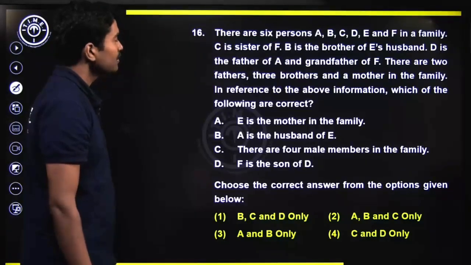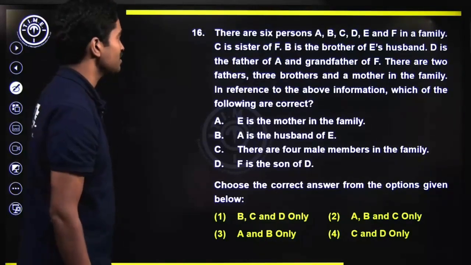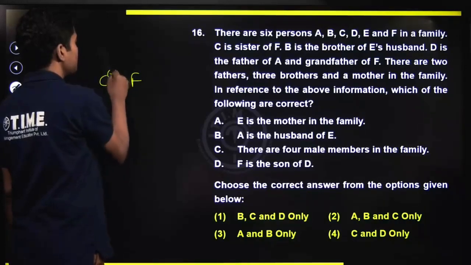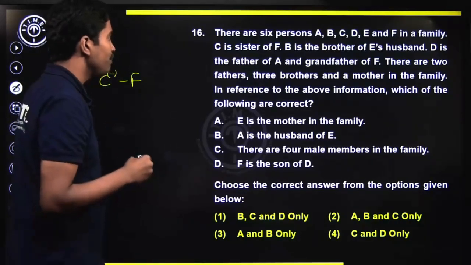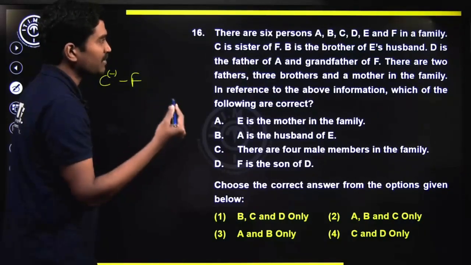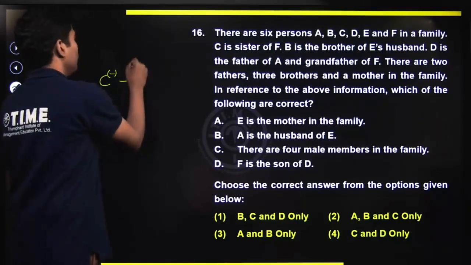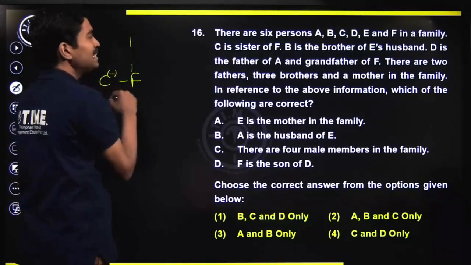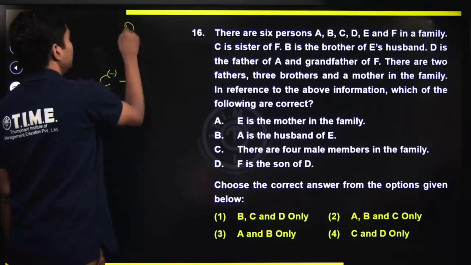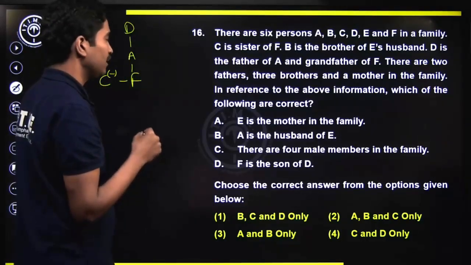Next question. There are 6 persons A, B, C, D, E and F in a family. C is the sister of F. All right. I don't know F's gender, but C is a sister. B is the father of E's husband. B is the brother of E's husband. D is the father of A and grandfather of F. All right. D is the father of A and grandfather of F.